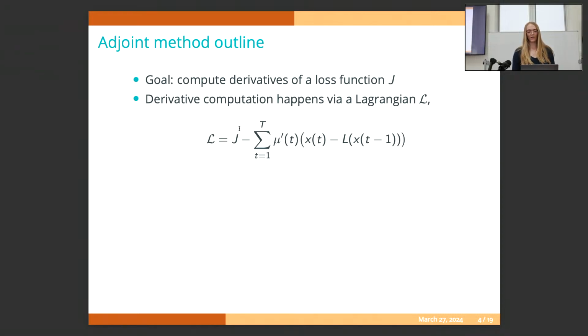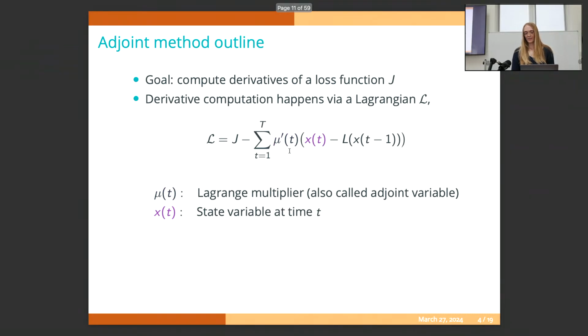It's a difference of my loss function and a sum over the states in my integration of, let's see, so we have mu of t, which is my Lagrange multiplier. You also hear me call this the adjoint variable. We have the state variable x of t, and then we have L of x of t, which is my model time step. So this takes the state x of t to x of t plus delta t.